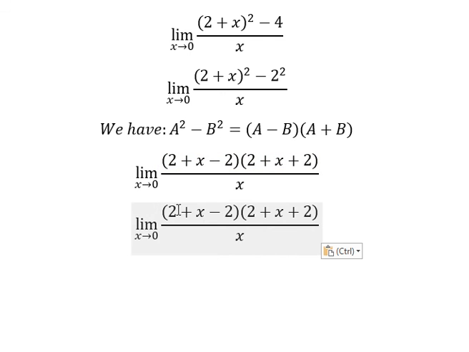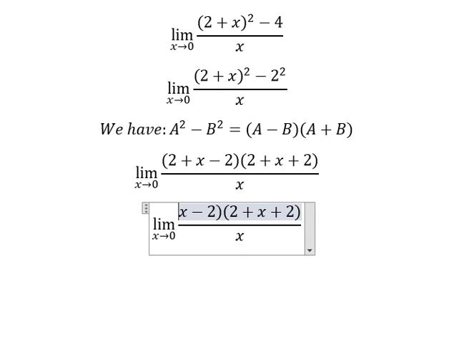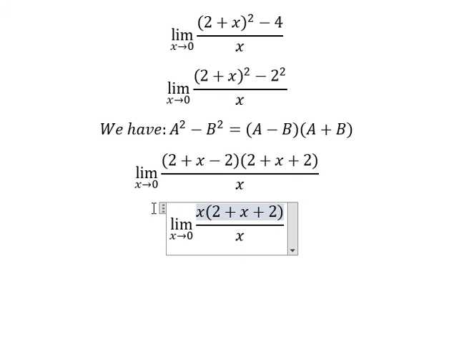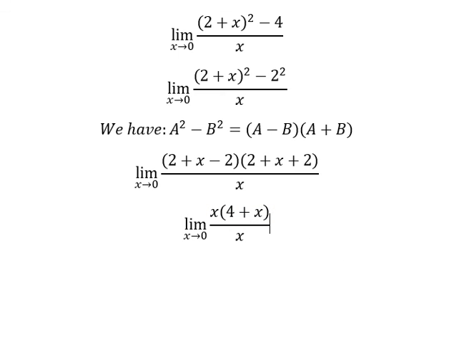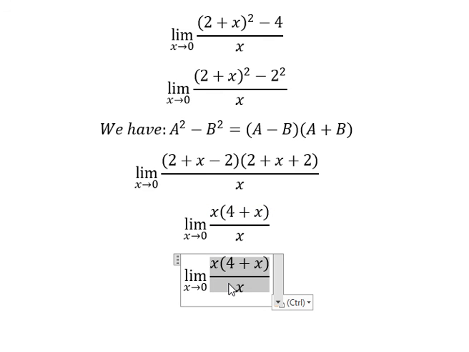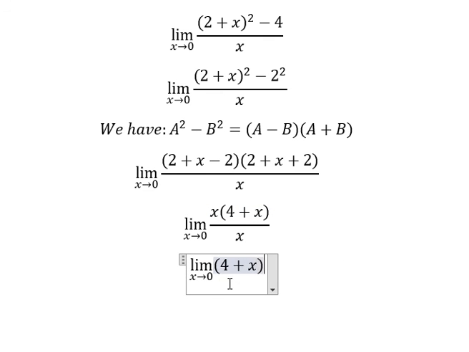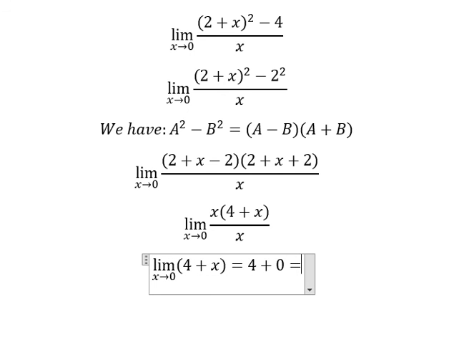2 minus 2 you got about 0. 2 plus 2 you got about 4. x divided by x, they will be number 1. And now we put number 0 gone here. And you got about number 4.